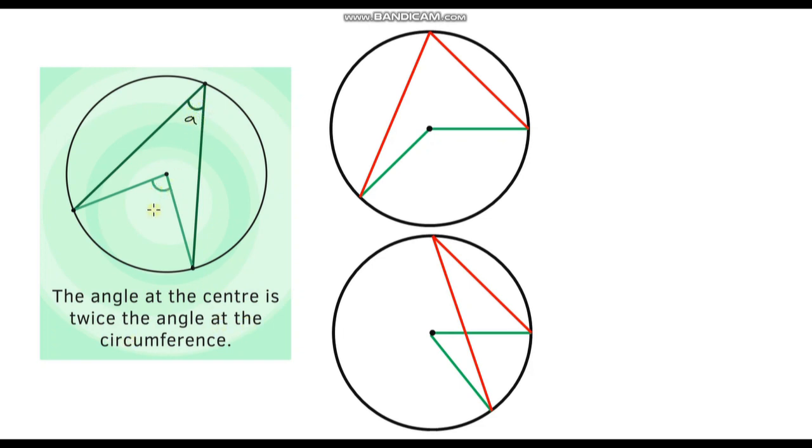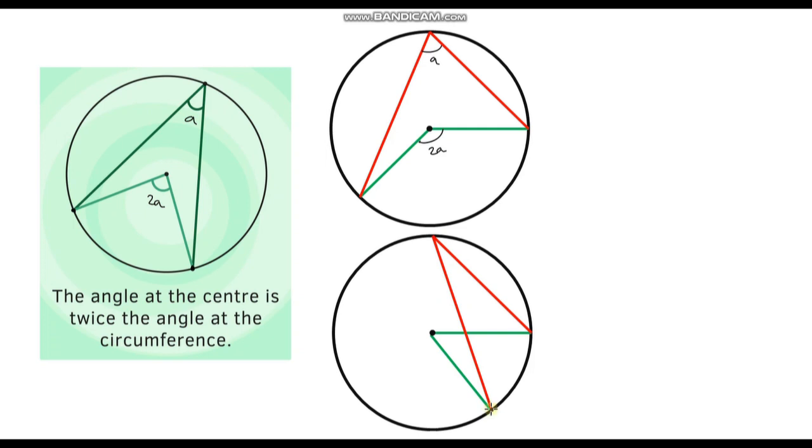So if this is A, this is going to be 2A. Notice both of these angles are formed from the same 2 points on the circumference. So over here, we're saying that this one is 2A, so that's twice as big as this angle here. Now this one does look slightly different because the angles overlap with one another, but it's exactly the same.